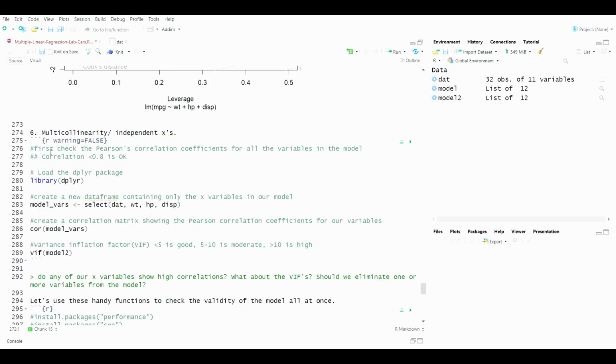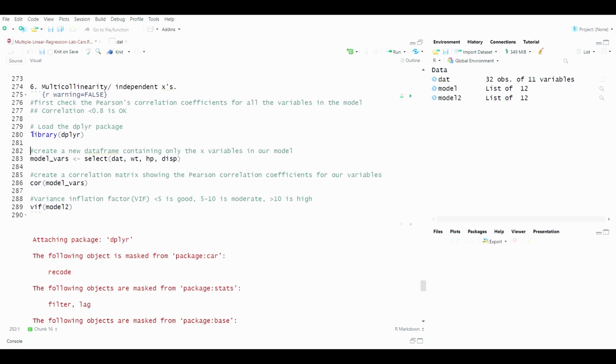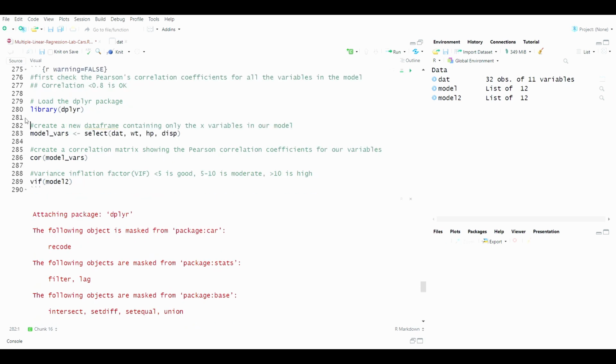There are two ways we're going to check multicollinearity, or the independence of the x variables. I know this is new, but check it out. I think you can get it. First, we'll load the dplyr package. That'll help us to run some functions that'll make it easier.